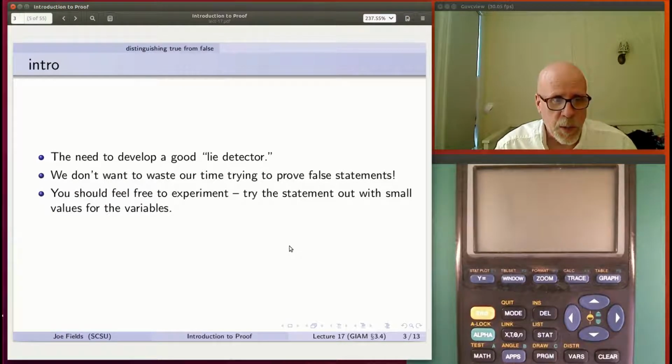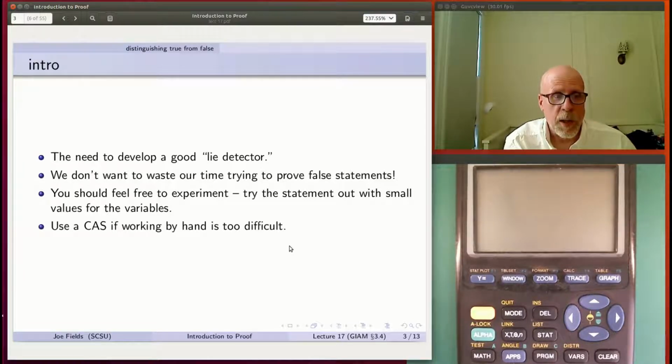I mentioned this already. You really have to develop a sense of personal freedom that you're allowed to just explore, see what's going on, see if you can figure out whether the thing is true or not. By what do? You try small values. Stick in different values for the variables, and if you find one where the given statement doesn't hold with those values, then boom, you're done. You've got a disproof.